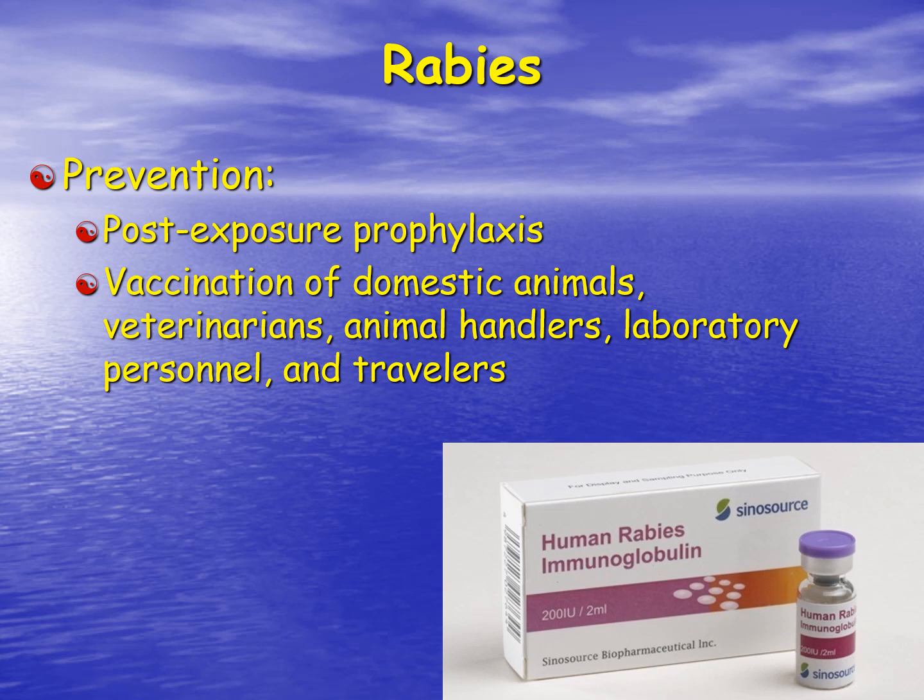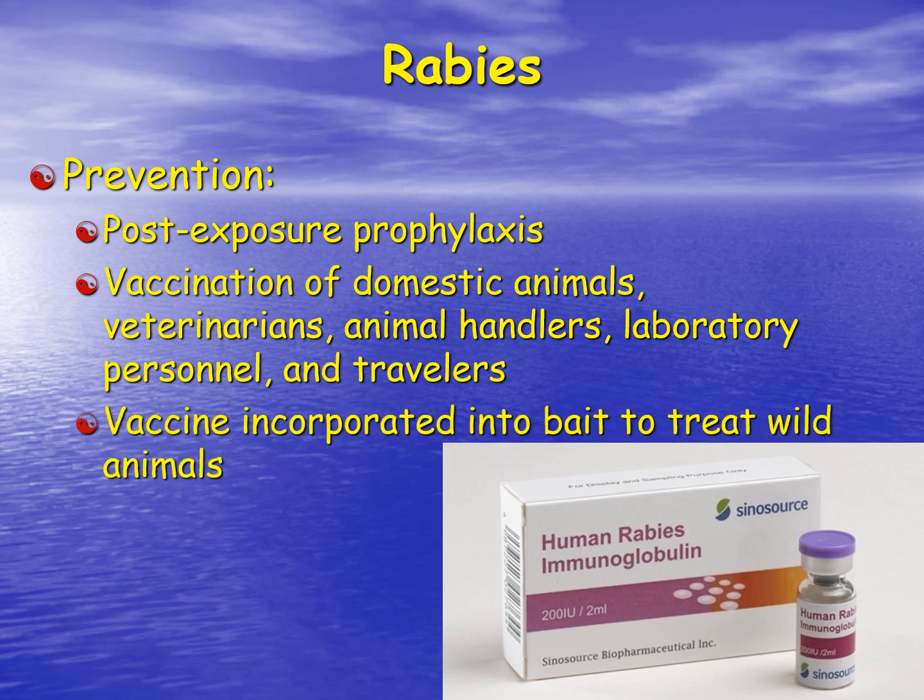Also, vaccination of domesticated animals, and this includes dogs, cats, even ferrets and rabbits, veterinarians, animal handlers, any laboratory personnel that handle animals, or travelers to areas where rabies may be more endemic. Vaccine is incorporated into bait to oftentimes actually inoculate wild animals. They're doing a massive project in Africa right now, trying to actually vaccinate both the domesticated dogs as well as the wild dogs.